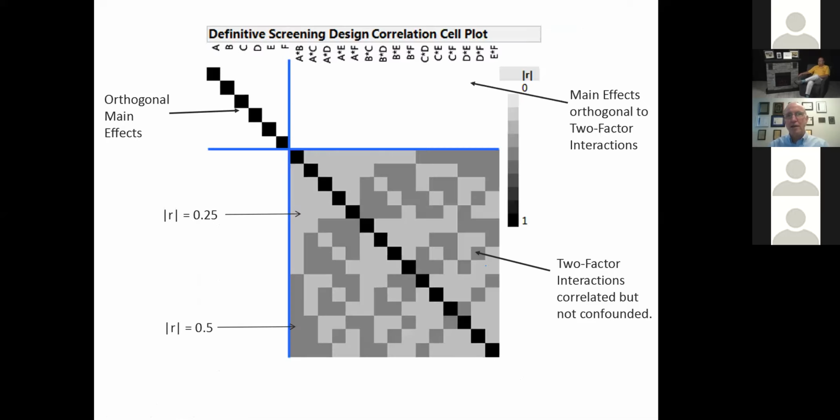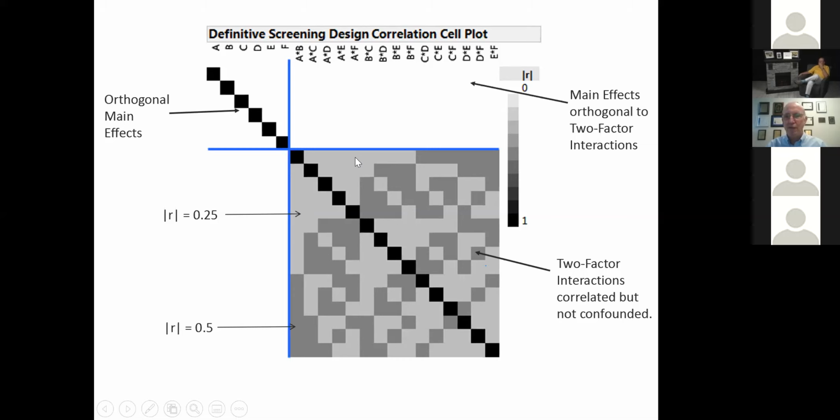So this is what the correlation cell plot of a definitive screening design for 6 factors looks like. We have main effects that are uncorrelated with each other. We have main effects that are completely uncorrelated with all the two-factor interactions. And by the way, they're also uncorrelated with all the quadratic effects. And the two-factor interactions are correlated with each other, but they're not confounded with each other.